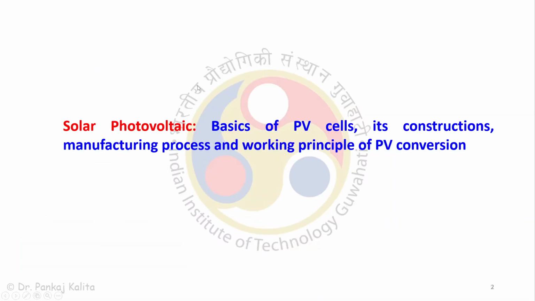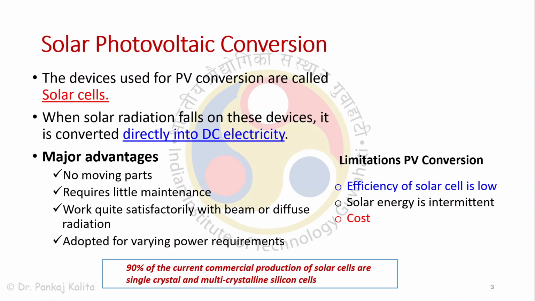Here he has given a very good definition of solar photovoltaic: the basics of the PV cell, its construction, manufacturing, and working principle are discussed here. If we see the solar photovoltaic conversion, the devices used for PV conversion, PV being short for photovoltaic, are called solar cells. When solar radiation falls on these devices, it is converted directly into DC electricity.